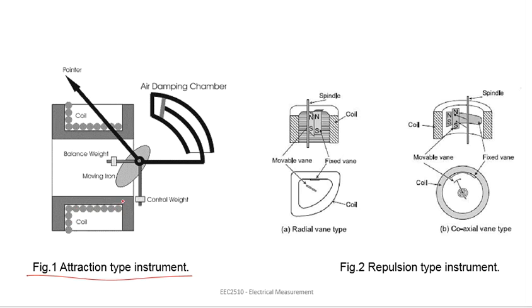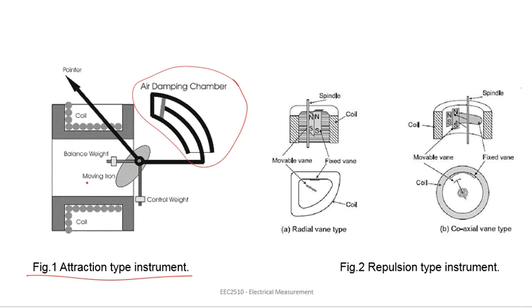The controlling torque is provided by springs, but we can also use gravity control in some types of instruments, that is, panel mounted ones. And this is the damping mechanism, the air friction damping mechanism. It consists of a light aluminum piston which moves in a fixed chamber which is closed at one end.